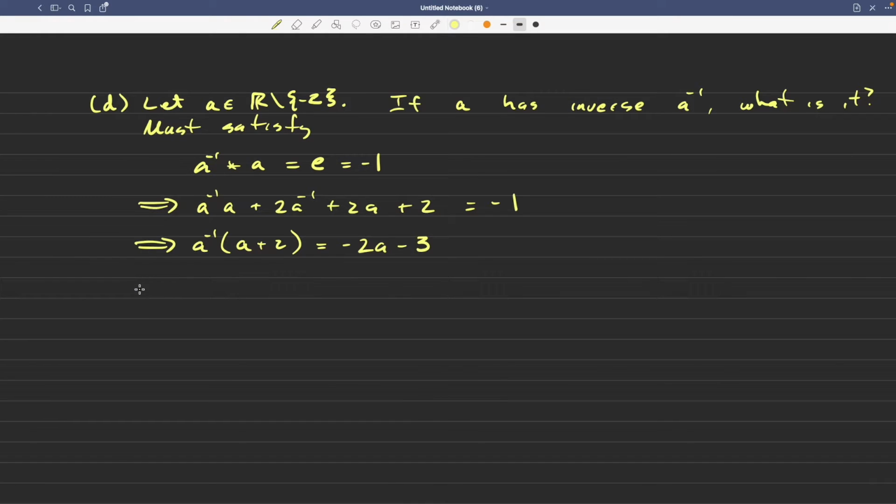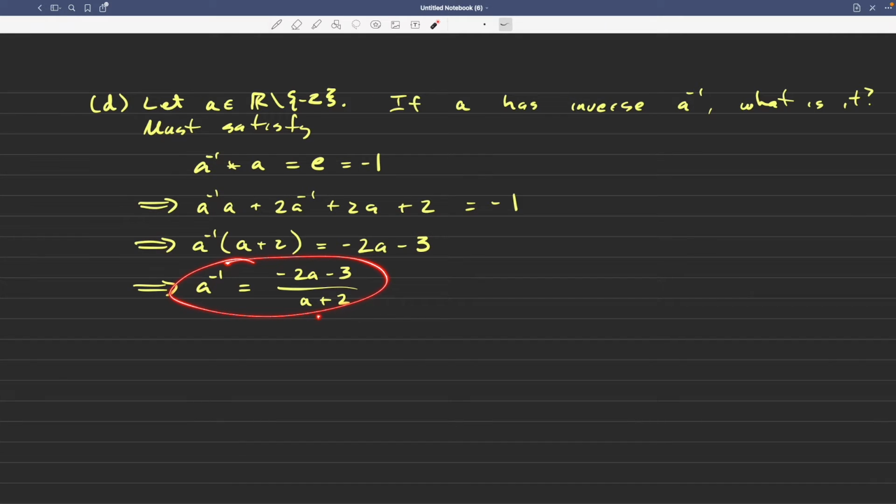And now I'm going to divide both sides by A plus 2, which I know I can do because A does not equal negative 2, so I wouldn't be dividing by 0. So A inverse would have to be negative 2A minus 3 over 2, A plus 2. Well, that's a weird looking inverse. So that's our candidate for what the inverse of A would be.